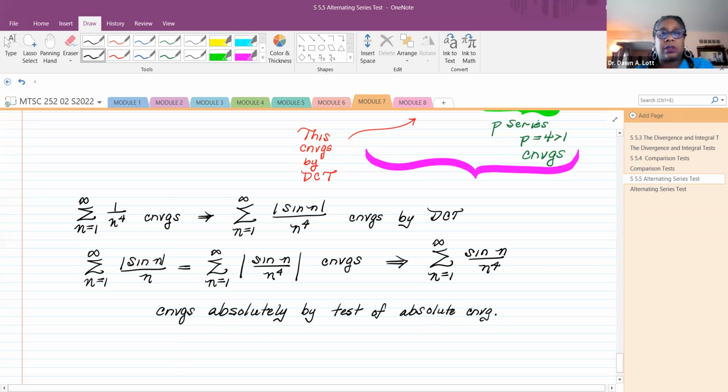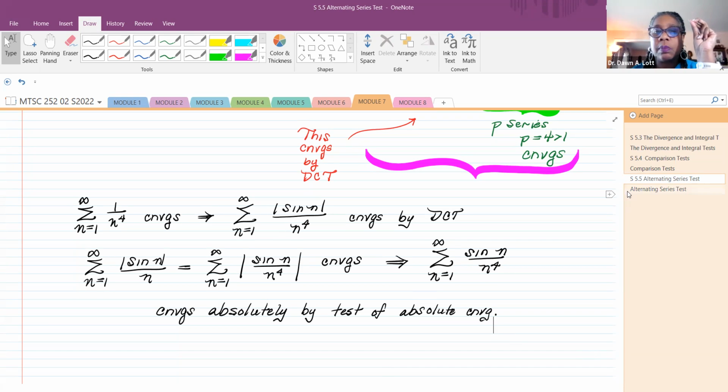Okay, any questions? Again, I'm posting the notes. It takes a little bit of time to absorb some of the concepts, but if you take it piece by piece, you get it.